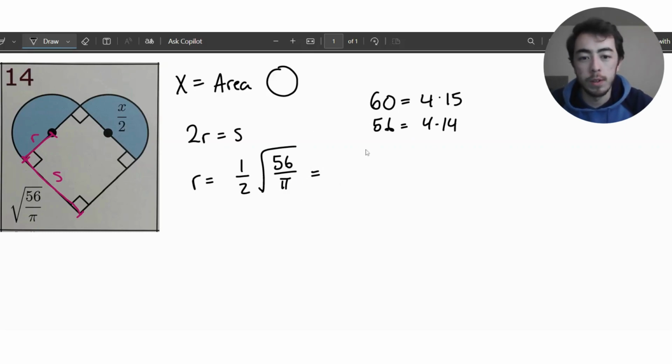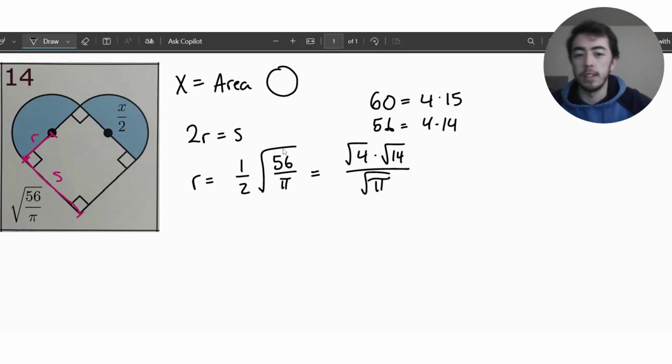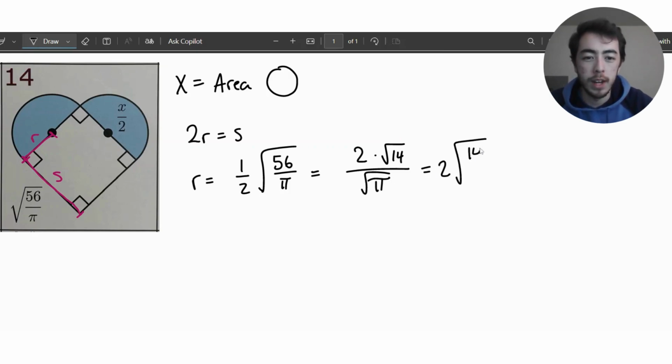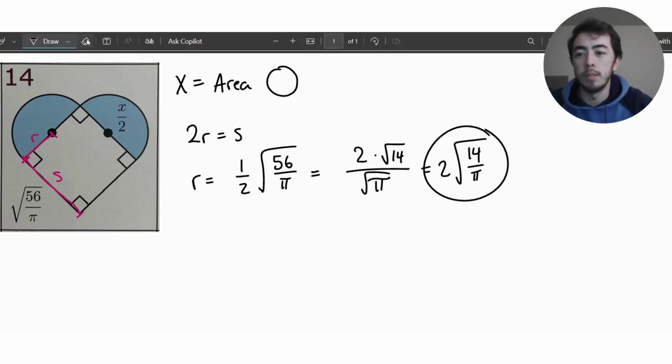And one thing you can do with square roots, when they're multiplying or dividing on the inside, is break them up. So root 4 times root 14 over root pi is going to be the same thing as multiplying and dividing them all together first, then taking the square root. And the reason why I'm doing this is because the square root of 4 is just 2. That asks what times what is 4, and I think we both know that that's just 2. Now, I don't really like having that root 14 and the root pi apart from each other, so I'm going to stick them back together. And I like this as my most simplified version of my radius.